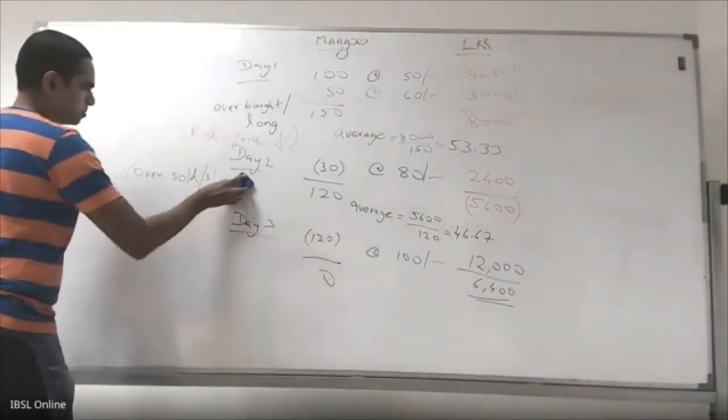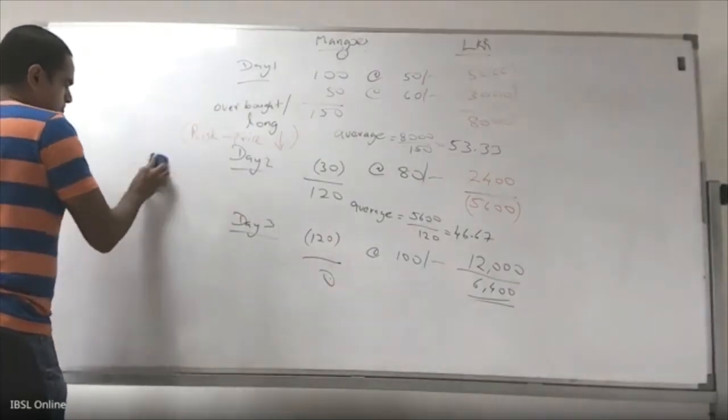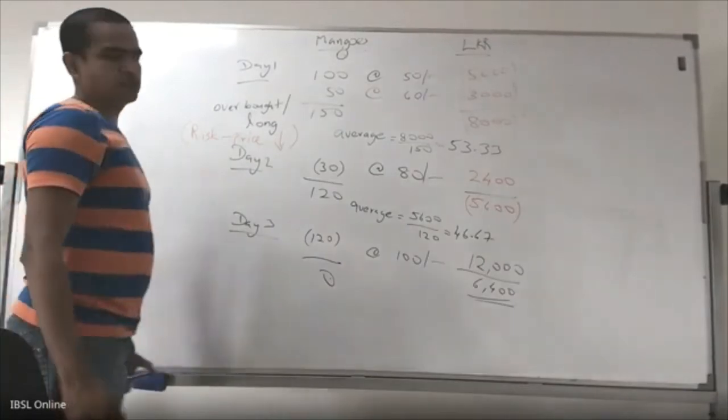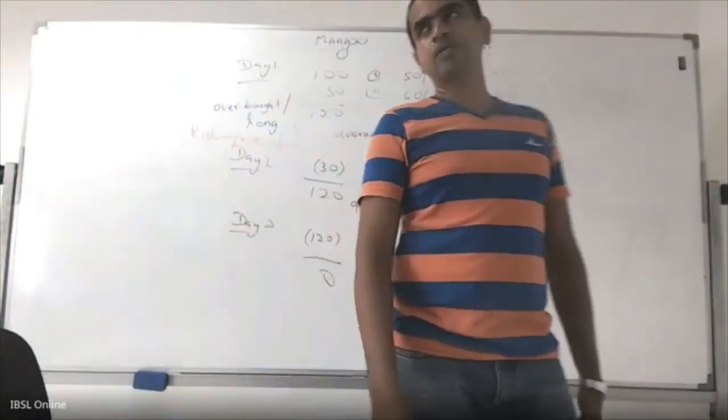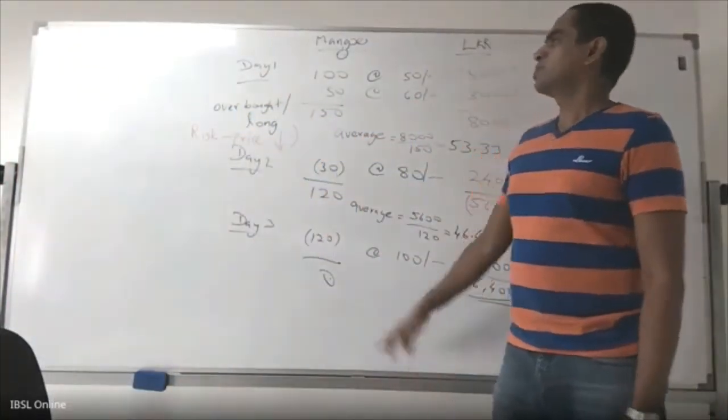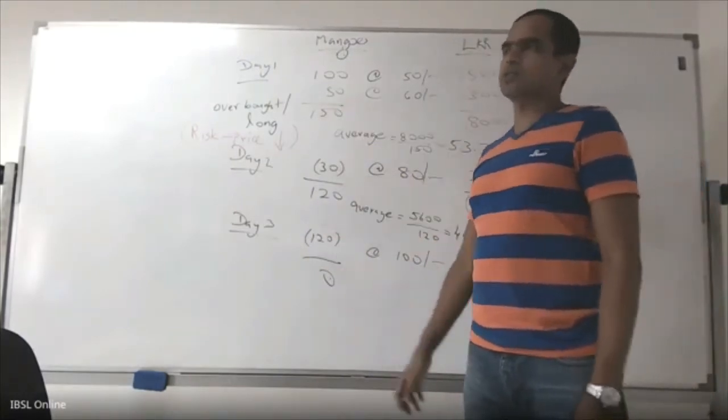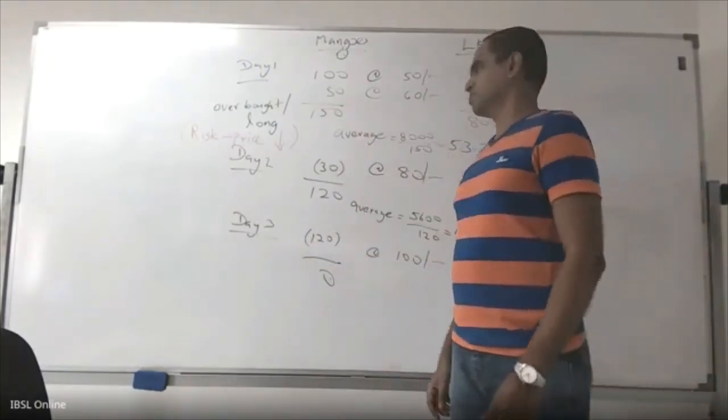Now, what do you mean by a short position or oversold? We'll come back to that later. Remember, there are two kinds of positions. One is overbought, the other one is oversold. Oversold means instead of being plus, if you're minus, it's oversold, right? You have sold excess.